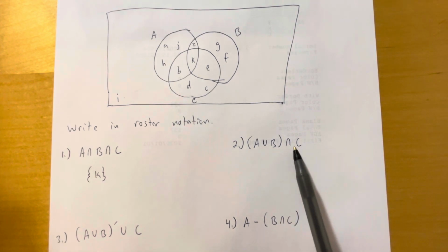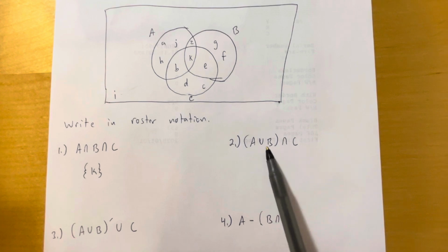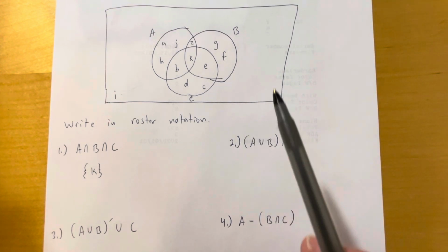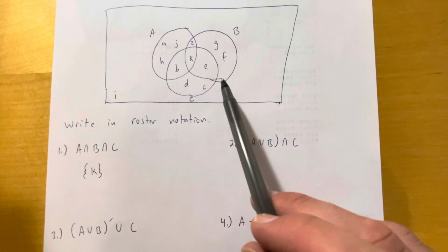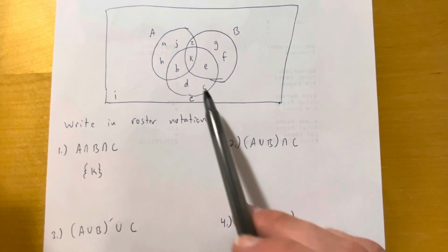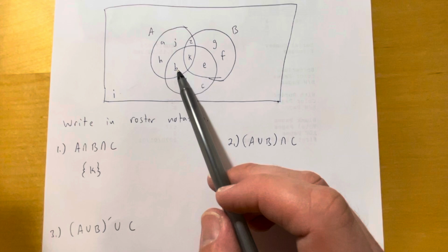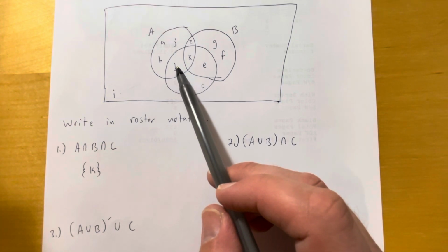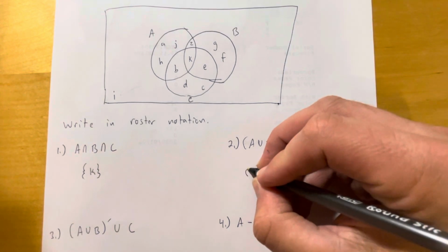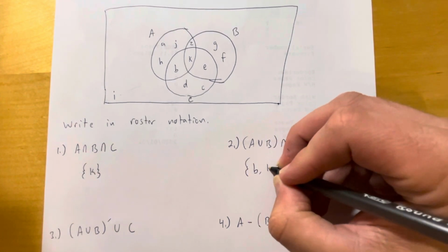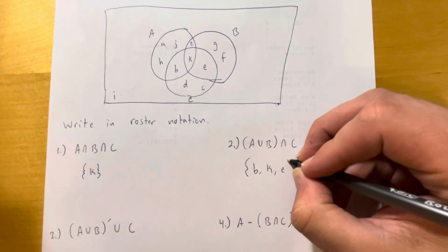However, we have this additional operation here where we are also looking at the intersection of that set that I listed out just now with C. So of all of those elements, we only want the ones that also belong to C. And I can see here that that would only include elements B, K, and E. That would be my set that I want to write out here.